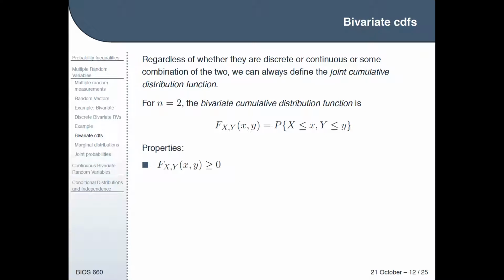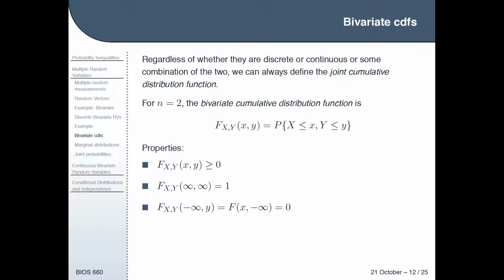Very similar to the way it was defined in the one-dimensional case. And properties of the CDF, once again, it's always greater than or equal to 0, as it better be since it's a probability. If you let both x and y go to infinity, it will be equal to 1. Again, because both X and Y have to be less than or equal to infinity eventually, so this joint probability should go to 1 as they both get large.